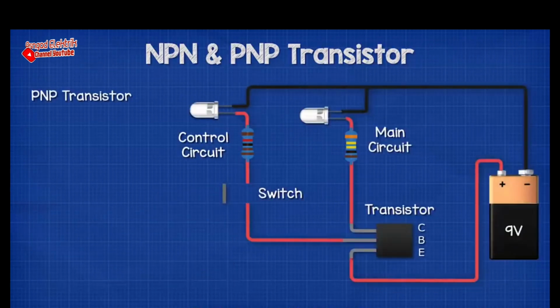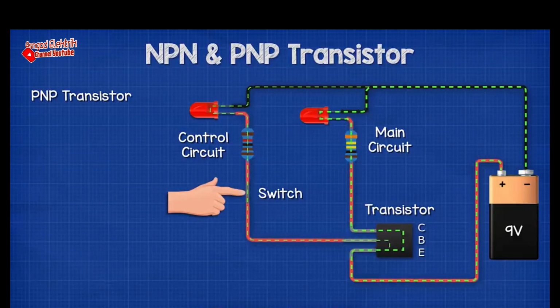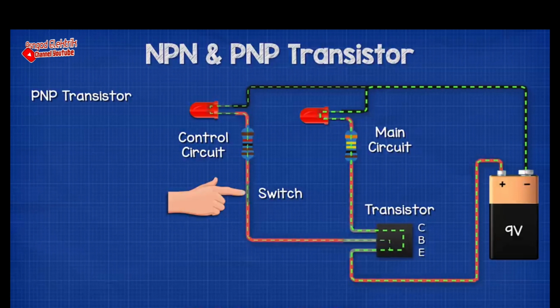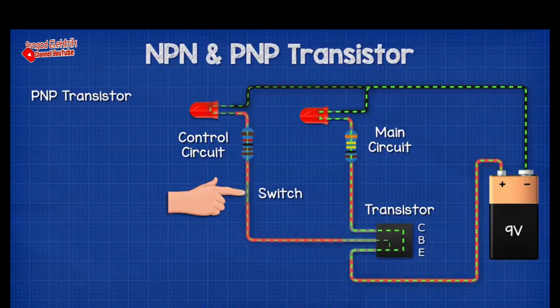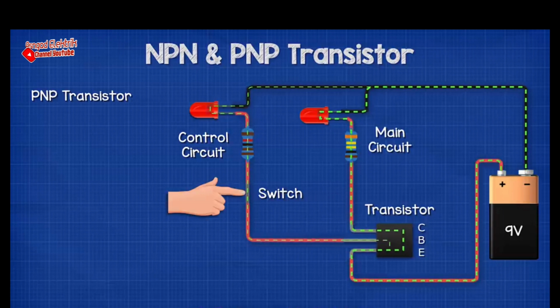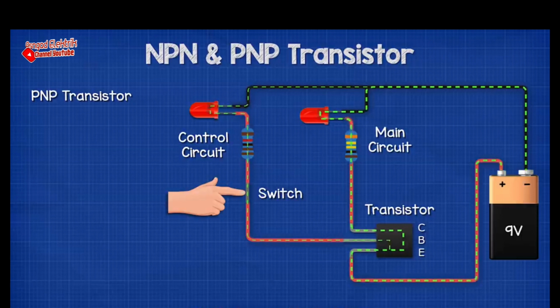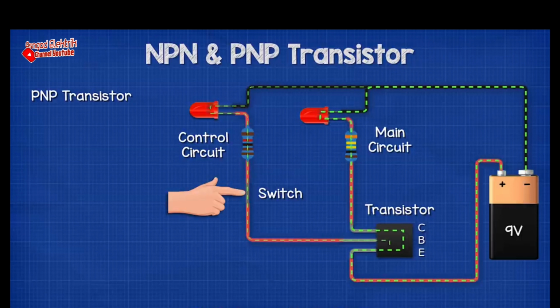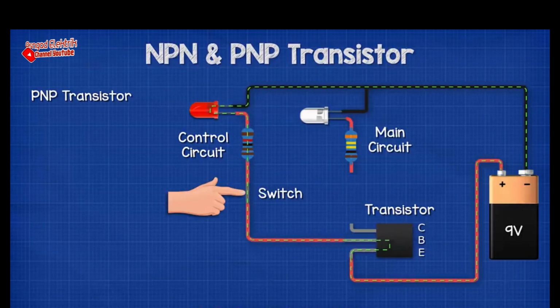With a PNP transistor, we again have the main circuit and the control circuit, but now the emitter is connected to the positive of the battery. The main circuit is off until we press the switch on the control circuit. We can see with this type that some of the current flows out of the base pin and returns to the battery. The rest of the current flows through the transistor and through the main LED and then back to the battery. If we remove the main circuit, the control circuit LED will still turn on.